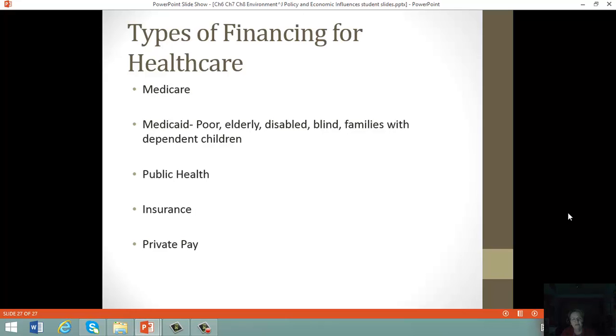Types of financing for healthcare. Medicare, we've already said that was for older persons over age 65. There also are Medicare programs for disabled persons, also for persons who are, there's a hospice benefit, Medicare hospice benefit, and there's Medicare benefit for other programs also. One I'm thinking of is dialysis, because a person couldn't afford to pay for that, nor could insurance companies.